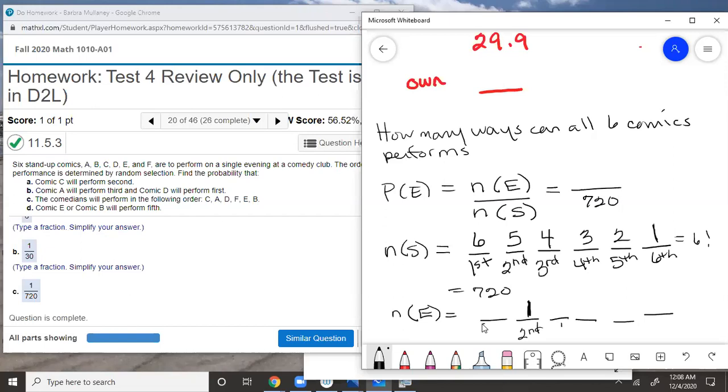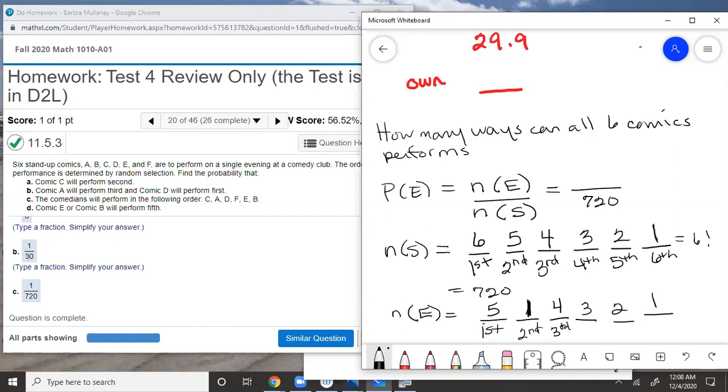A lot of comedy clubs do this. They put their favorite comic or one that has maybe a time constraint in a set order, and then the rest are just randomly chosen to go in the rest of the acts. So once one of the 6 is already chosen, we have 5 left to choose from to go first, 4 left to choose from to go third, then 3, then 2, then 1.